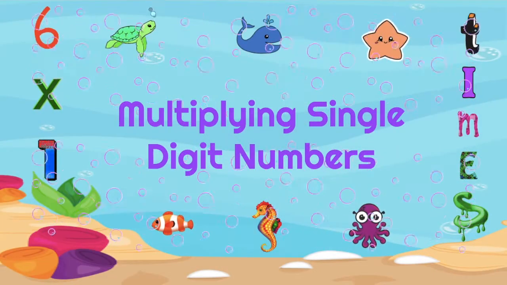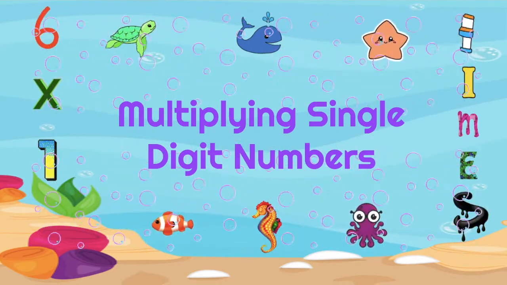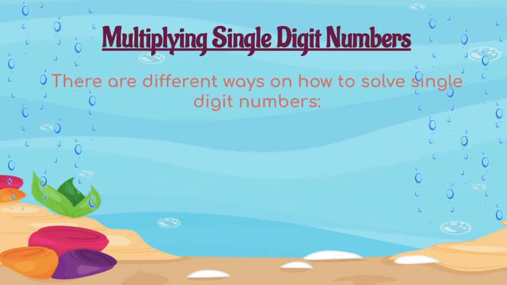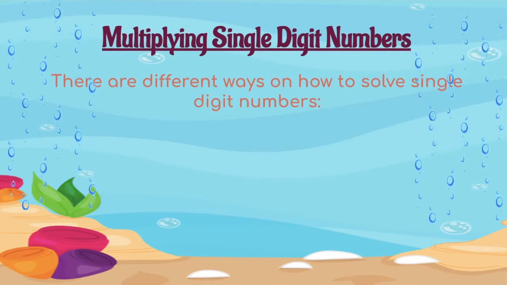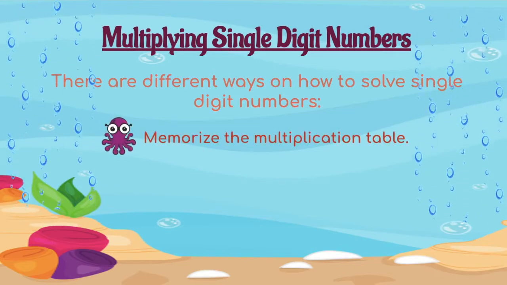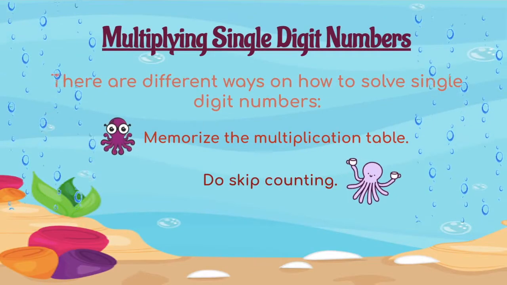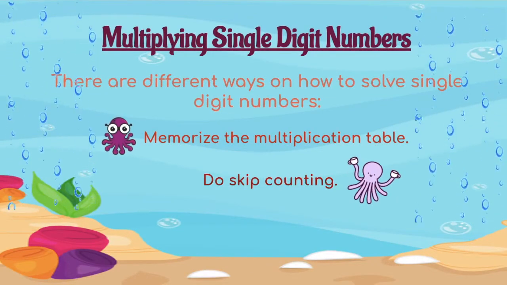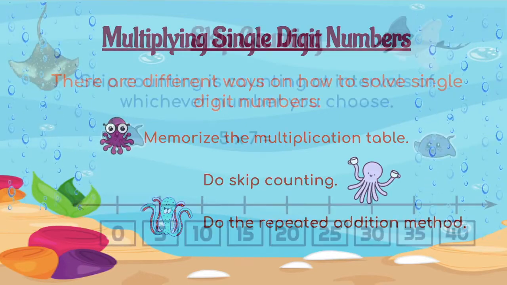Now, it's time to do the solving. That's a good idea! Let's start with multiplying single-digit numbers. There are 3 different ways on how to solve single-digit numbers. First and most recommended way is to memorize the multiplication table. Second is to do skip counting. And lastly, by doing the repeated addition method.